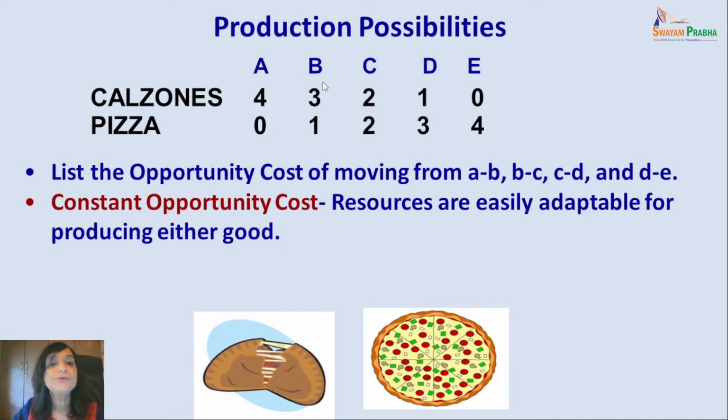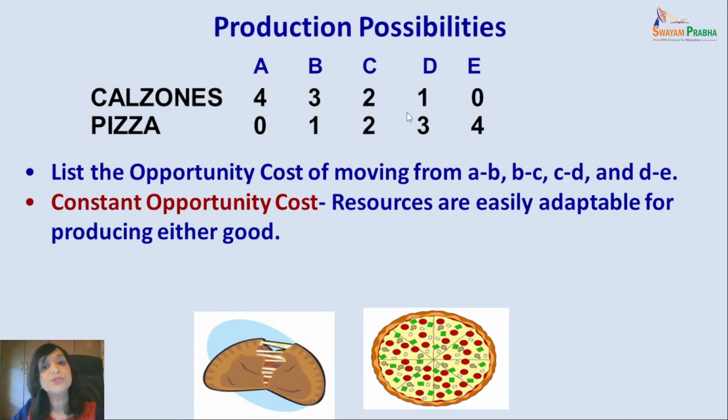If you go from B to C, 3 units of calzone you were consuming at B. How much are you consuming at C? 2. How much has it reduced? 1 unit. And how much has pizza increased? 1 to 2 means 1 unit. So for giving up 1 calzone, you are having 1 extra pizza.